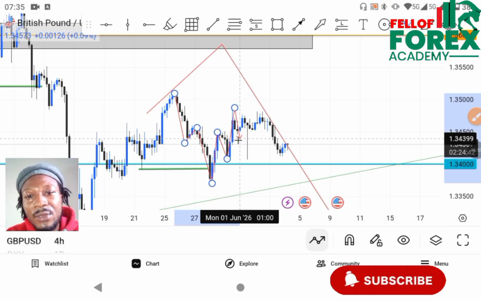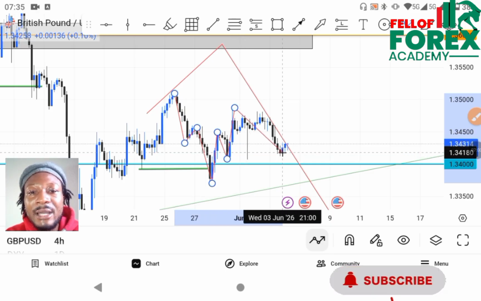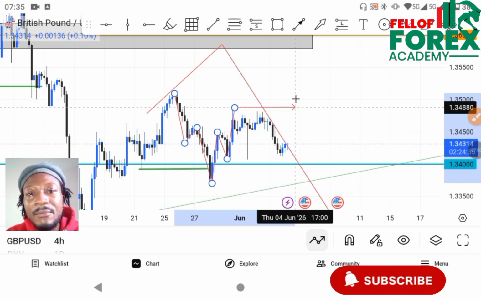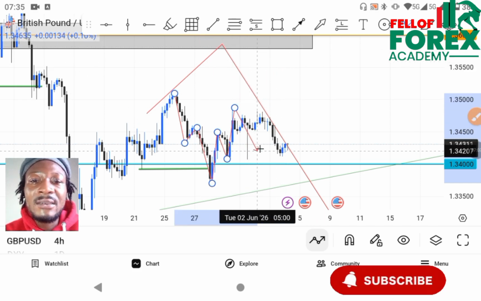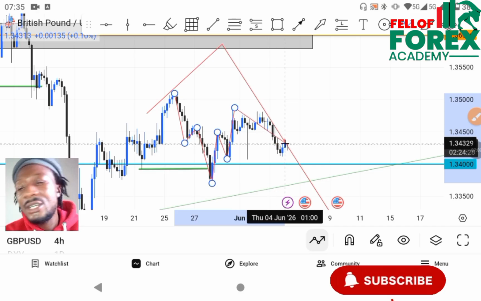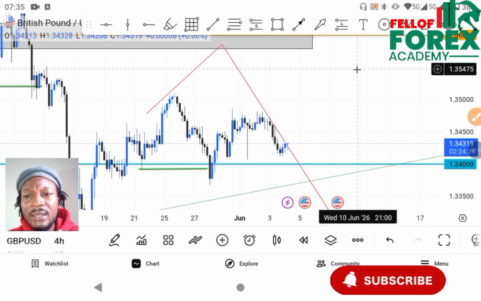You need to be very, very careful the way you look at price around here. We might be having a permanent buy all the way up to our expected zone, so we need to be very, very vigilant around this area to see if we can catch a buy. So that's what we have on the 4 hours.